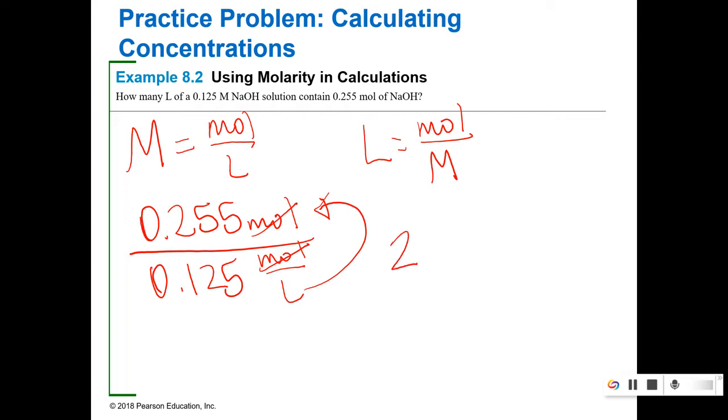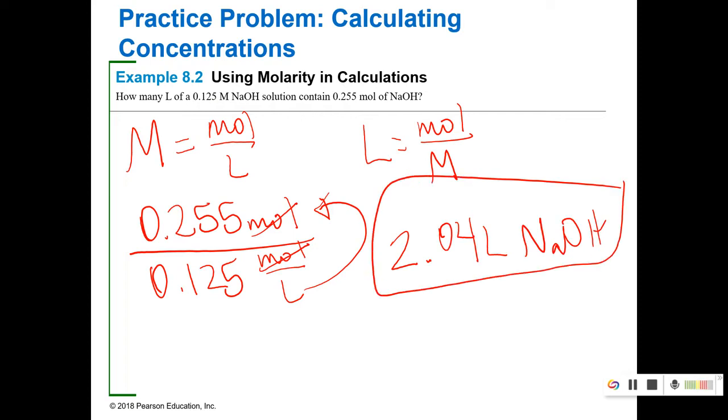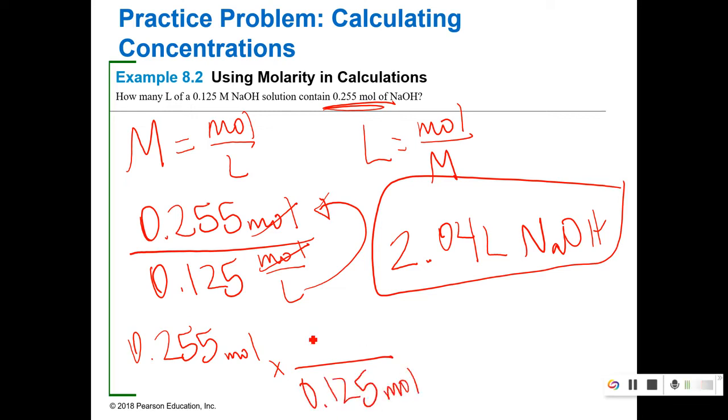And I get 2.04 NaOH. Okay, so that is one way to do it. We can also start with the one with a single unit, so 0.255. We can do a conversion, so 0.125 moles is 1 liter. Okay, and it's the same process.